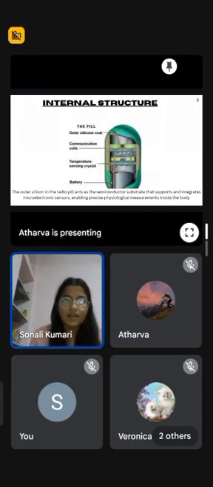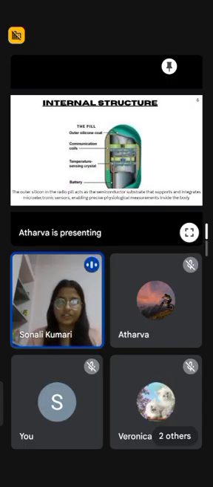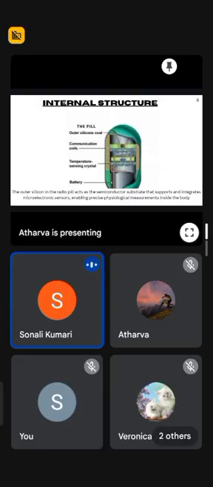Now comes the internal structure of the radio pill. It consists of the outer silicon coat. The outer silicon coat in the radio pill acts as a semiconductor substrate which supports and integrates micro sensors, enabling precise physiological measurements inside the body. It consists of communication coils, temperature sensing crystals, and the battery.